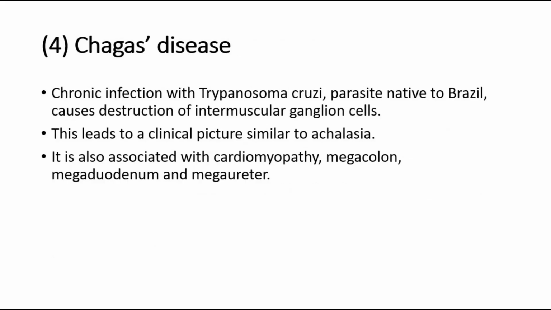Fourth, Chagas disease. Chronic infection with Trypanosoma cruzi, a parasite native to Brazil, causes destruction of intermuscular ganglion cells. This leads to a clinical picture similar to achalasia. It is also associated with cardiomyopathy, megacolon, megaduodenum, and megaureter.